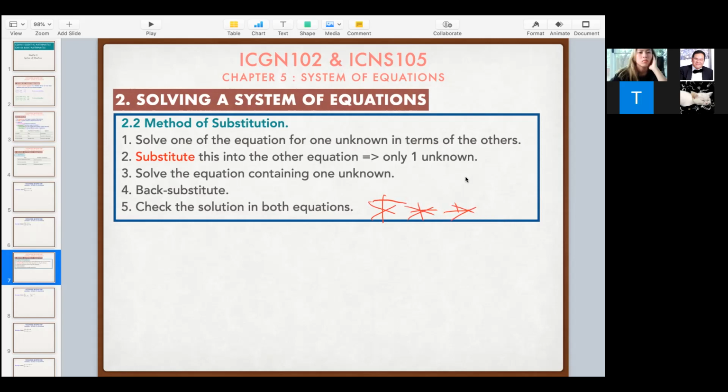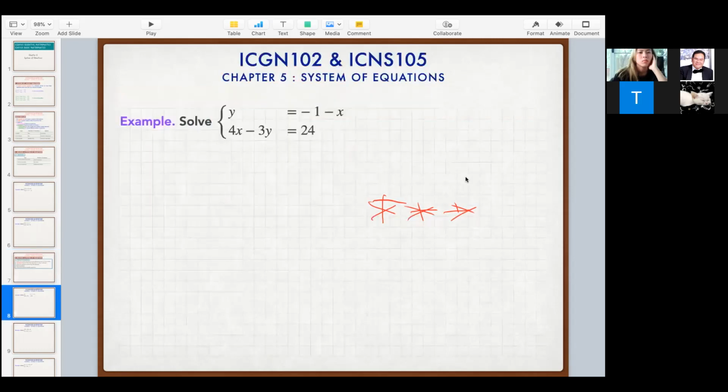Now let me show you how we are going to solve a system of equations by using the method of substitution. So in this one you can see that we have two equations in this system. The first one is y equals negative 1 minus x and the second equation is 4x minus 3y equals 24.